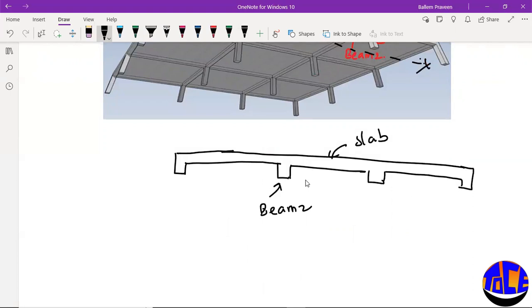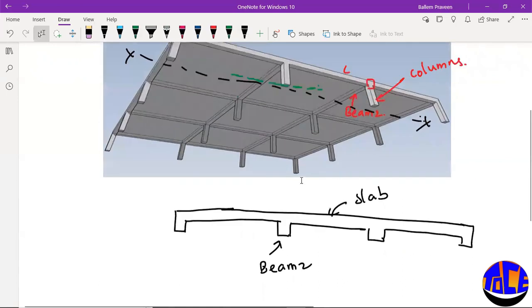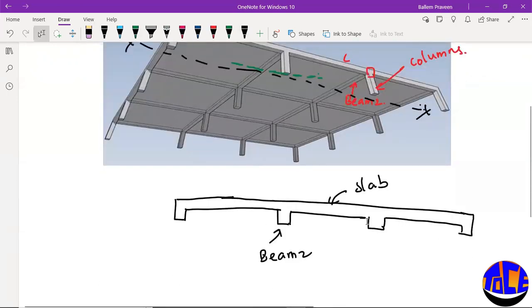If you cast like this, since you are casting beam and slab at one time, some portion of the slab will act as a beam. Let us consider this portion of the slab. This portion of the slab is acting like a beam, so this entire section will be a beam. How does it look? It looks like a T, so this is a T-beam.